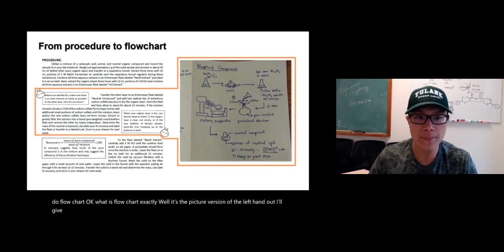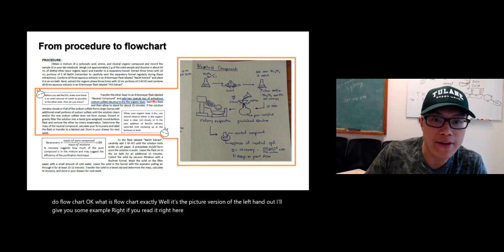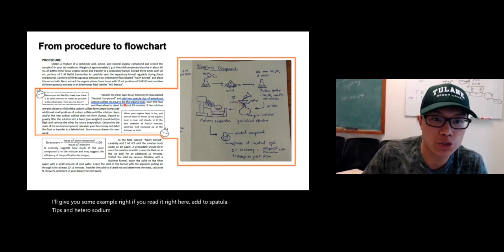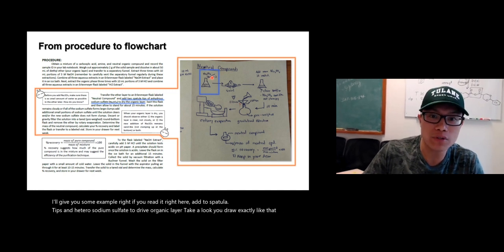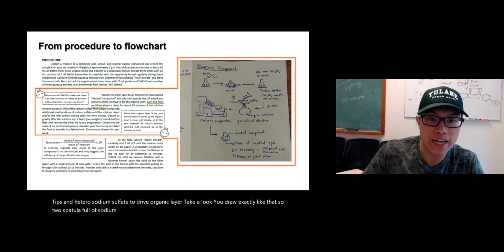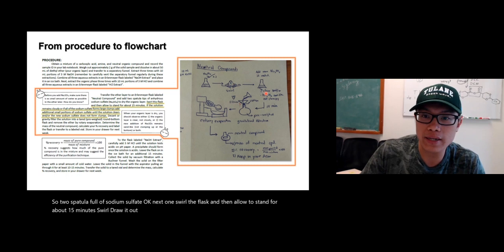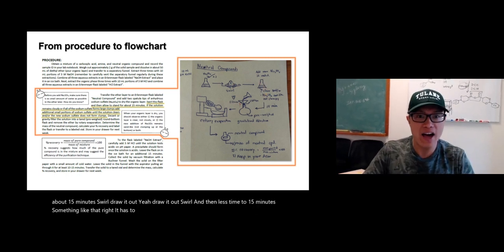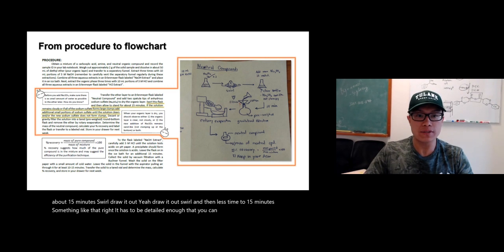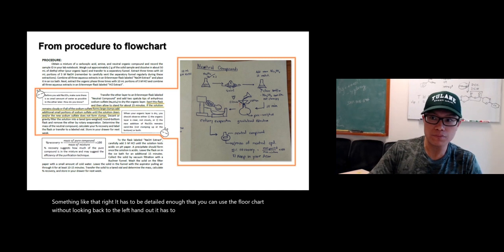I'll give you some examples. If you read it right here, add 2 spatula tips of anhydrous sodium sulfate to dry the organic layer. Take a look, you draw exactly like that: 2 spatulas full of sodium sulfate. Next one, swirl the flask and then allow it to stand for about 15 minutes. Draw the swirl, and then let it stand for 15 minutes. It has to be detailed enough that you can use the flowchart without looking back at the lab handout. It has to be very, very detailed.